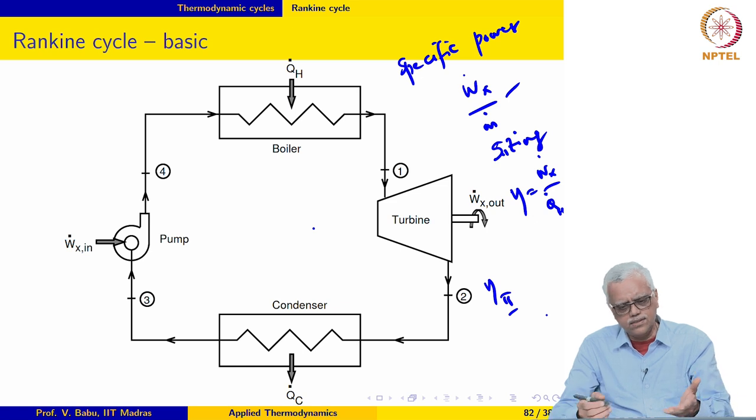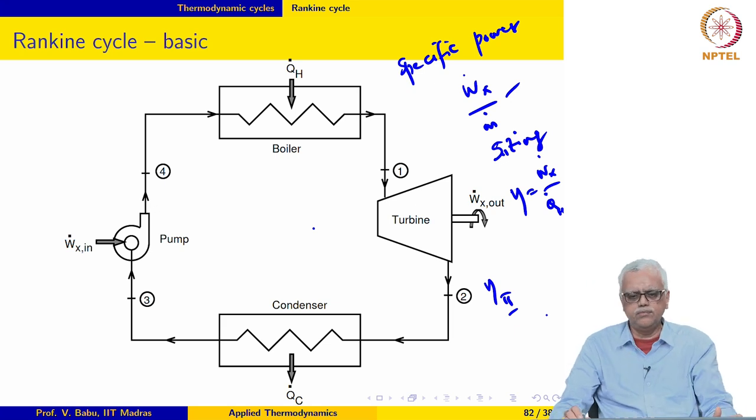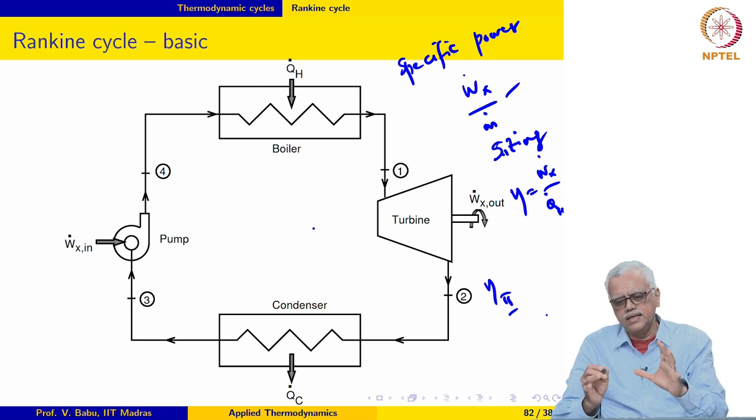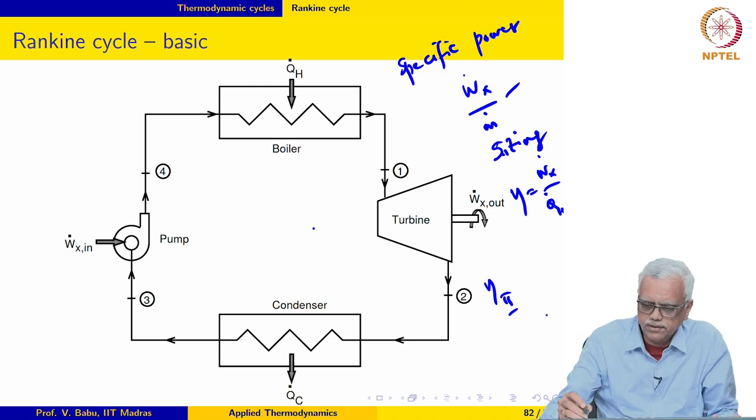Now, Rankine cycle is not only used in coal-based thermal power plants, even nuclear power plants also in the secondary loop use Rankine cycle, because that uses again water as a working substance. So, this is very general, and let us start with the basic cycle here.